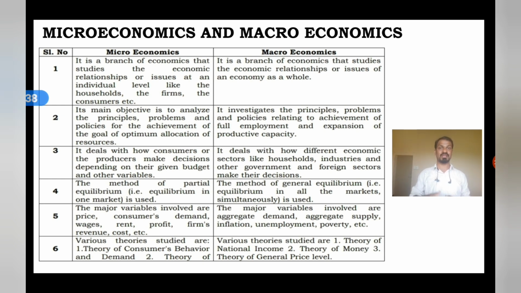Microeconomics deals with various kinds of theories like the theory of consumer behavior and the theory of producer behavior. These kinds of theories come under microeconomics. In macroeconomics you can find the theory of national income, the theory of money, and the theory of general price levels. So these are some kinds of theories which we can find under macroeconomics.